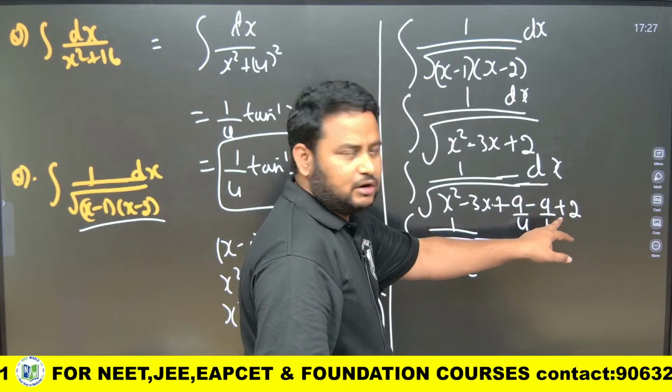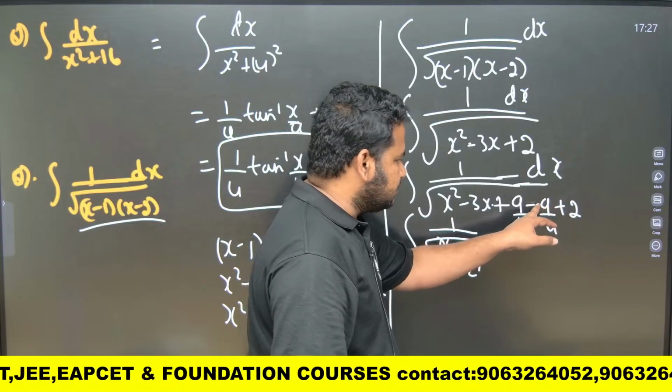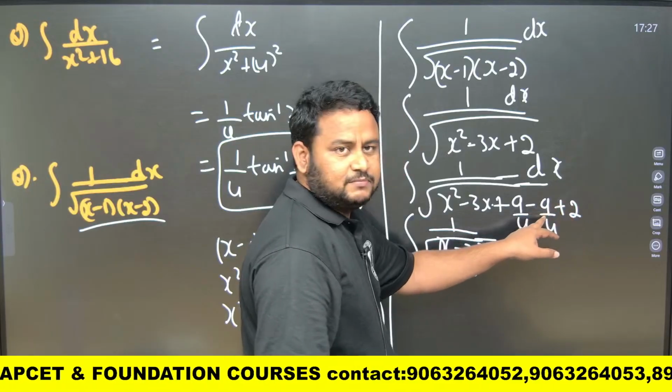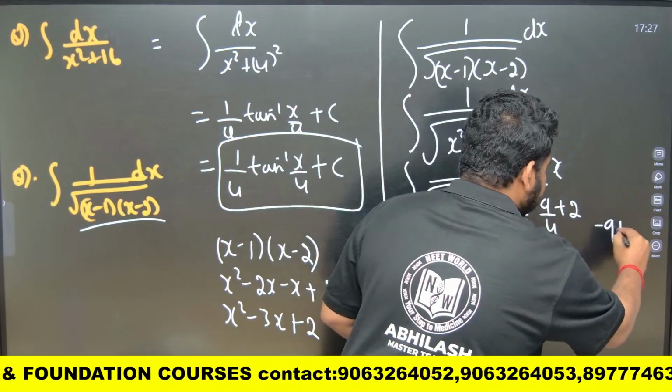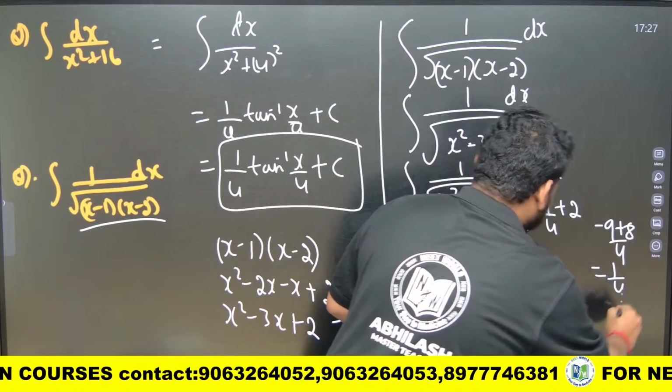That is nothing but equal to what? If I take the LCM, 4 is the LCM, so this will become equal to what? This will be minus 9, and this will be plus. So this will become minus 9 plus 4 twos are 8, by 4. Minus 9 plus 8 is 1 by 4. Okay, we will get it as 1 by 4.